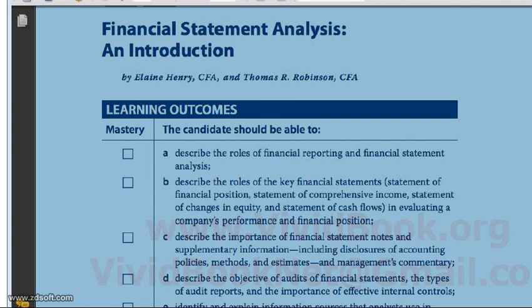An introduction means I'll explain in this lecture about financial statements and just the basic part of financial statement analysis. This lecture will be helpful to CFA students.